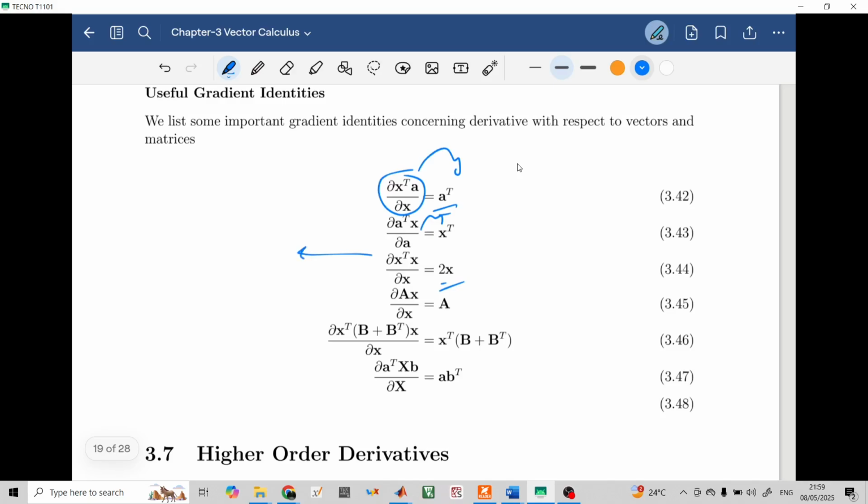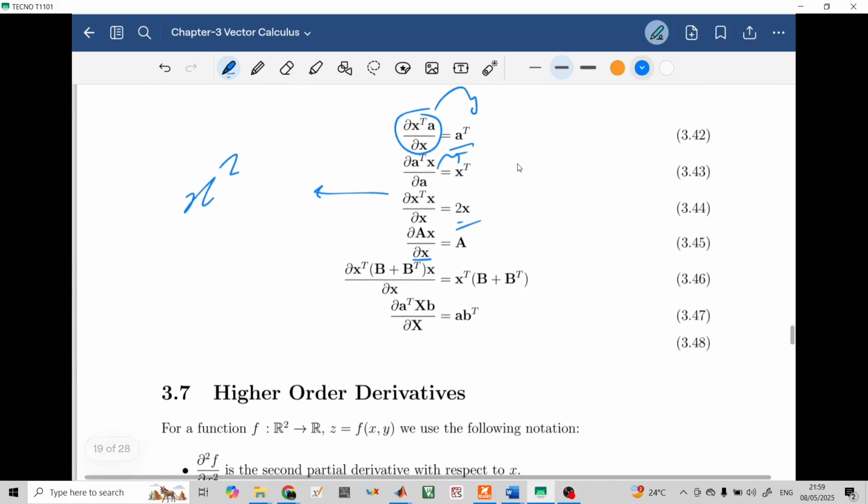Think about this thing as x squared. You take the derivative of x squared, you get 2x, right? And as for this, the derivative of ax with respect to x is a. Now this is a quadratic form, a general form, right? So here, if you take x transpose times A x plus b transpose x with respect to x, you get this form. This is a general case.